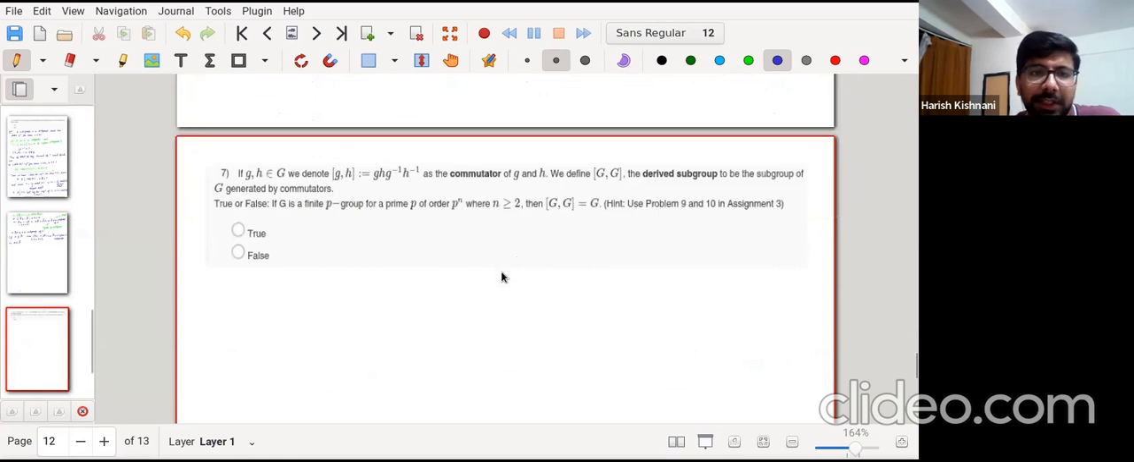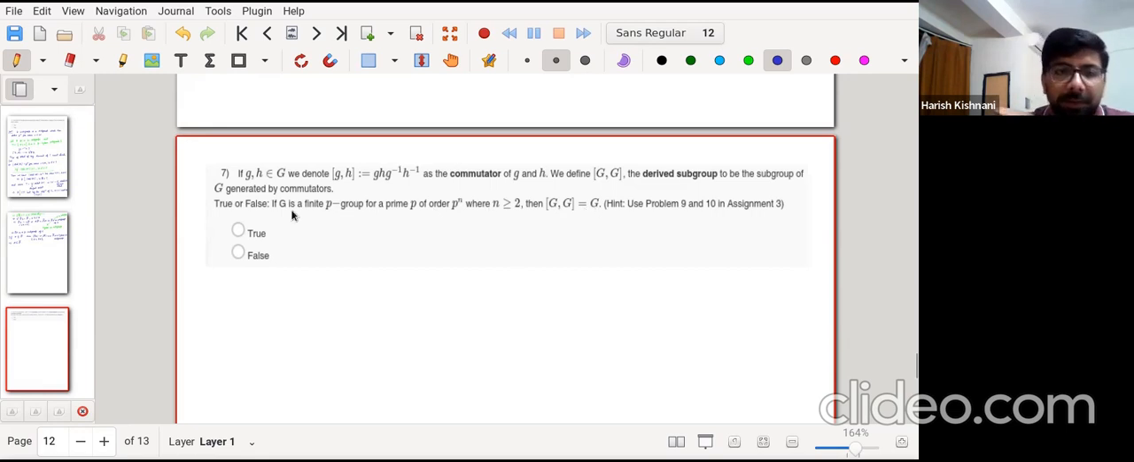Next question says, it's just a definition of the commutator of G, H. So you all are familiar with it. Derived subgroup, I think you all are familiar. It's just the subgroup generated by these commutators. The question asks whether it's true or false that if G is a finite P group for prime P of order P^n, where n is greater than or equal to 2, then you always have the commutator subgroup equal to G.